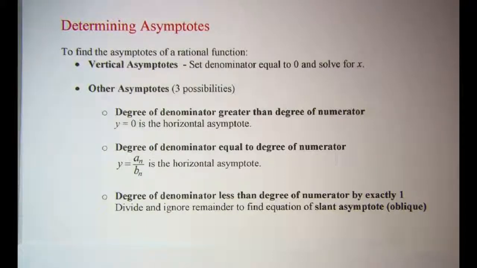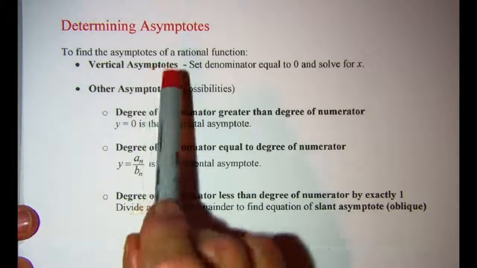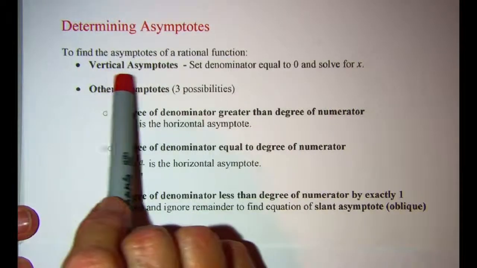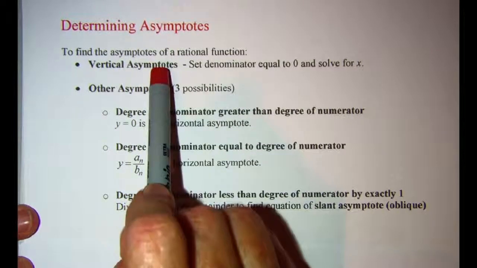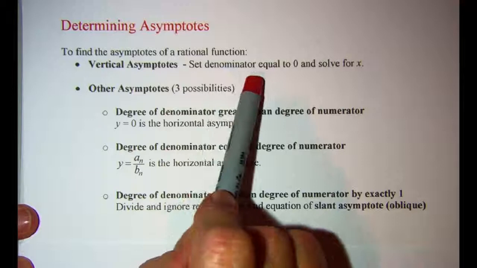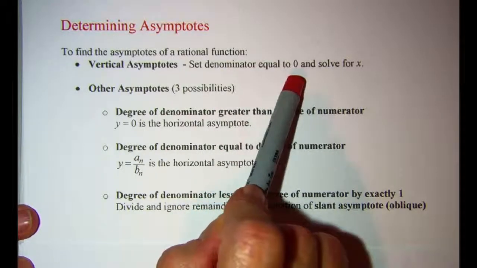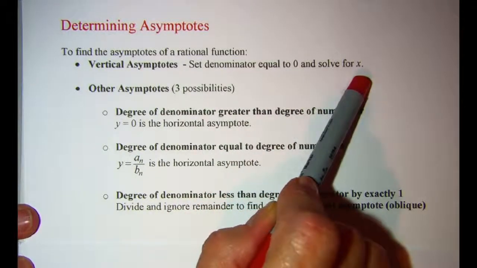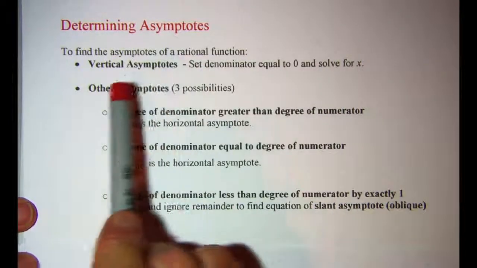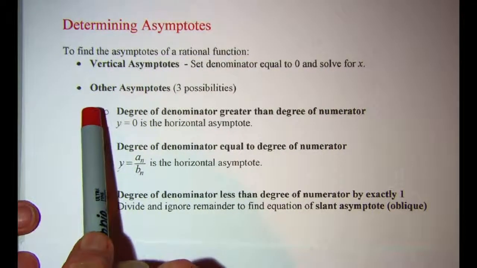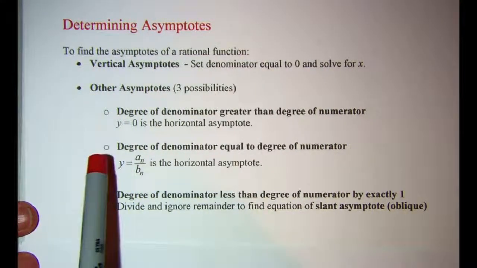In this video, we will be looking at how to determine the asymptotes of a rational function. First of all, the vertical asymptotes are found by setting the denominator equal to 0 and solving for x. Other asymptotes, you'll have three possibilities.